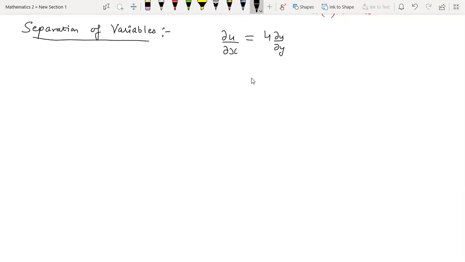So the basis of this method, separation of variables, is that you have to assume that your solution, which is actually going to be a function of x and y, is of a particular type. It is X into Y, where capital X is a function of x and capital Y is a function of y. So you assume that the final solution of this differential equation will be of this form, a product of two different functions, where one function is purely a function of x and the other function is purely a function of y.